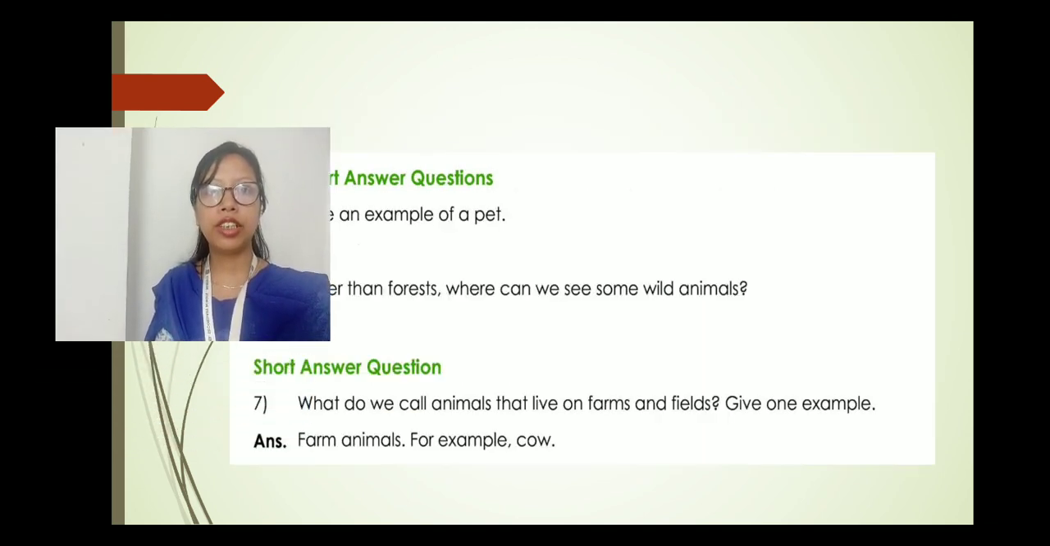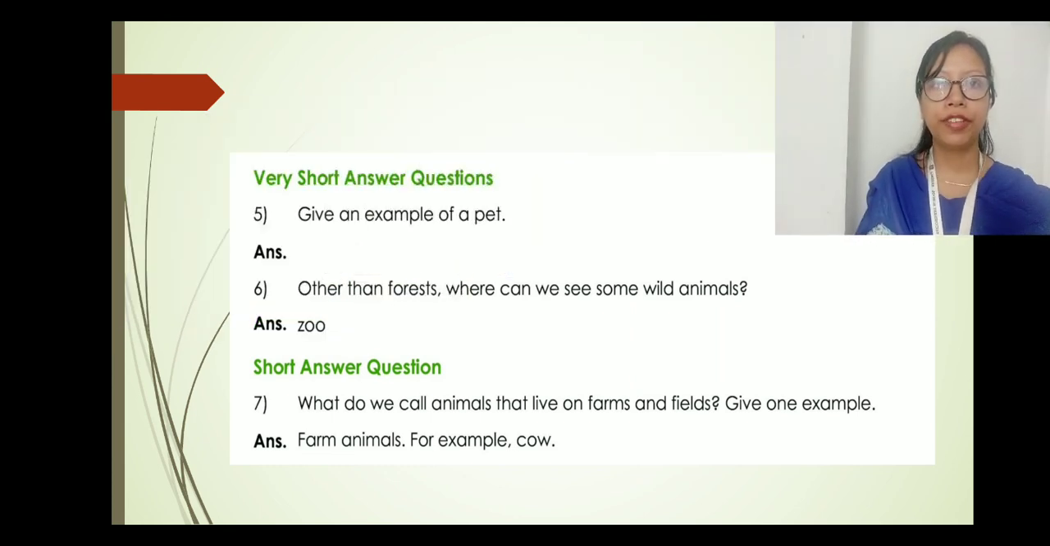Now let us come to the next one, question number 5. Give an example of a pet. Now this answer is for you. You can write any answer, any animal like cat, dog, pet birds, or rabbit, etc. Then question number 6.